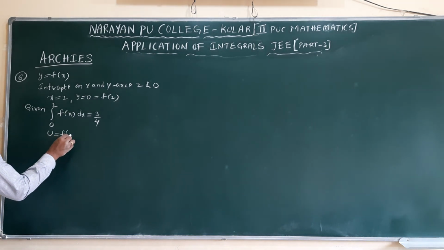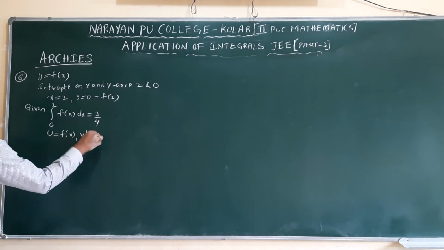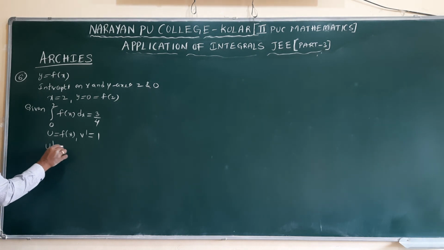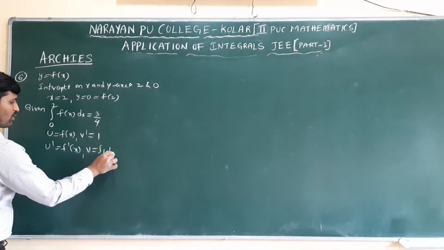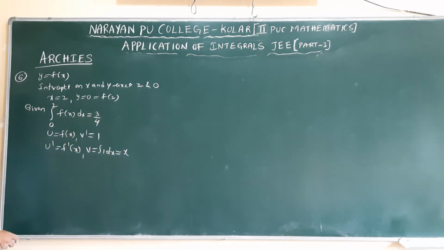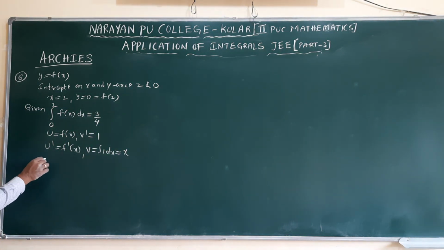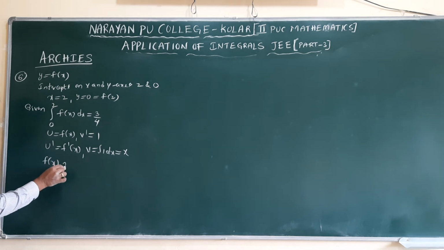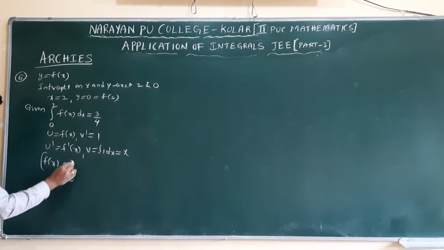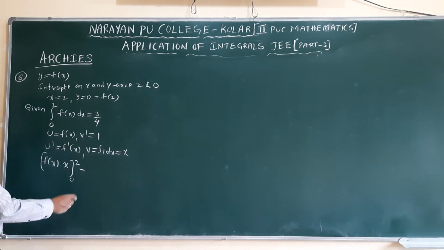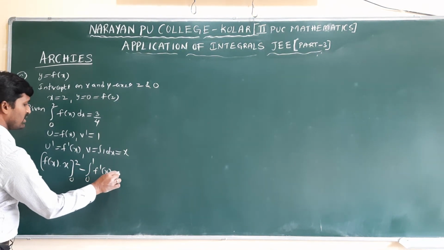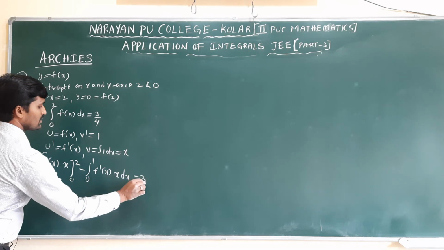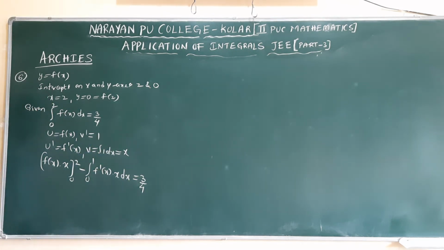Take u as f of x, v dash as 1. What will you get for u dash? The derivative of f of x, f dash of x. V is the integral of 1 dx, that is x. Substituting formula-wise: f of x into x with limits 0 to 2, minus integral 0 to 2 of f dash of x into x dx, equal to 3 by 4.